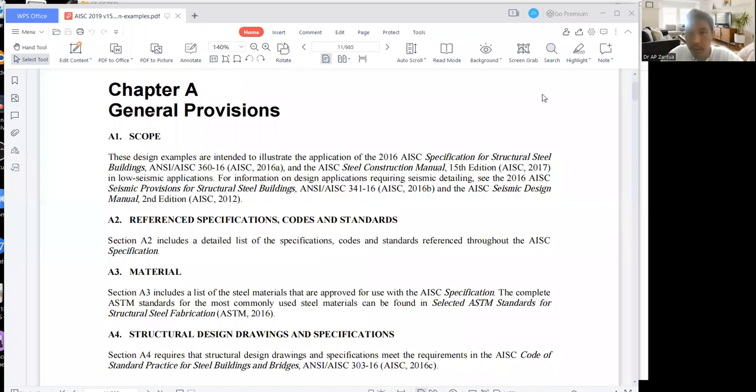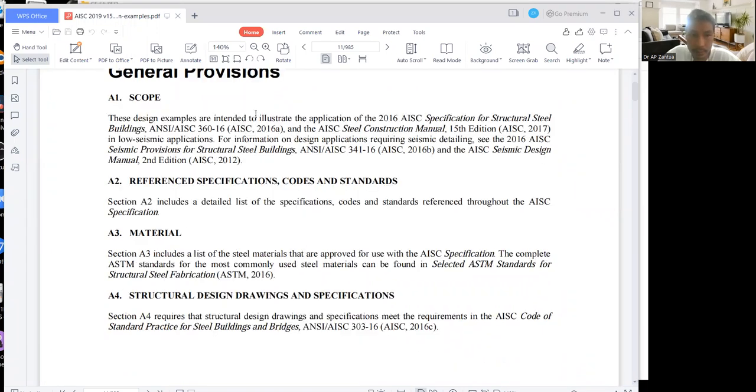Okay, so in this part of our discussion, we will try to use this standard and give some of the samples. So chapter A, general provision. So this is the other code, AISC. This is AISC 360. So general provision. AISC 360. Okay.